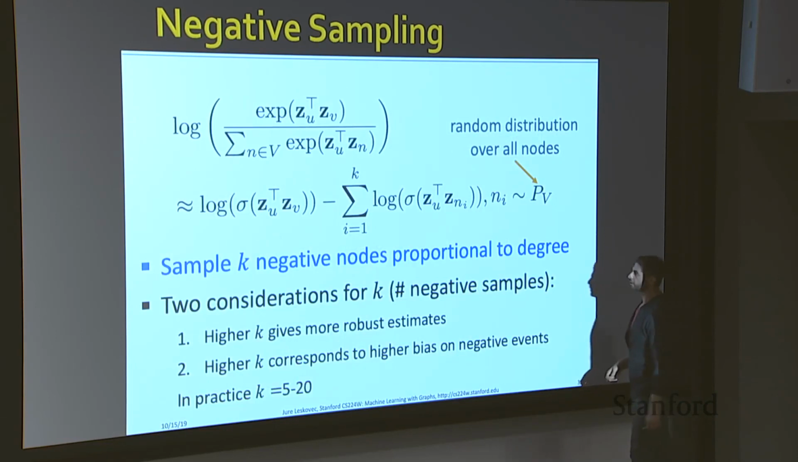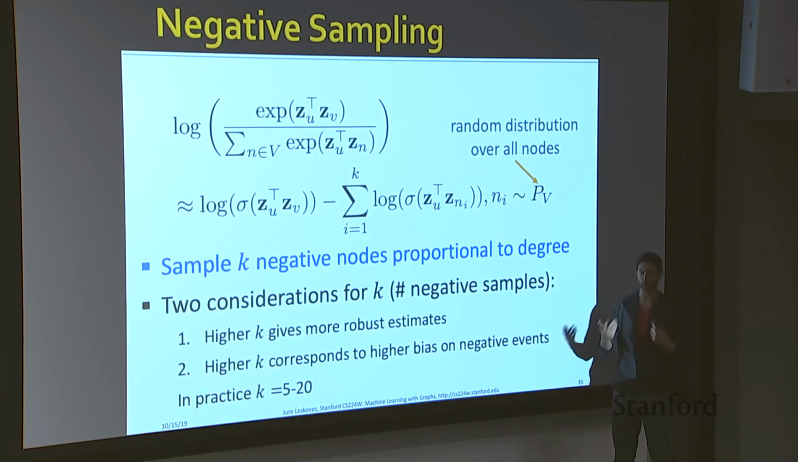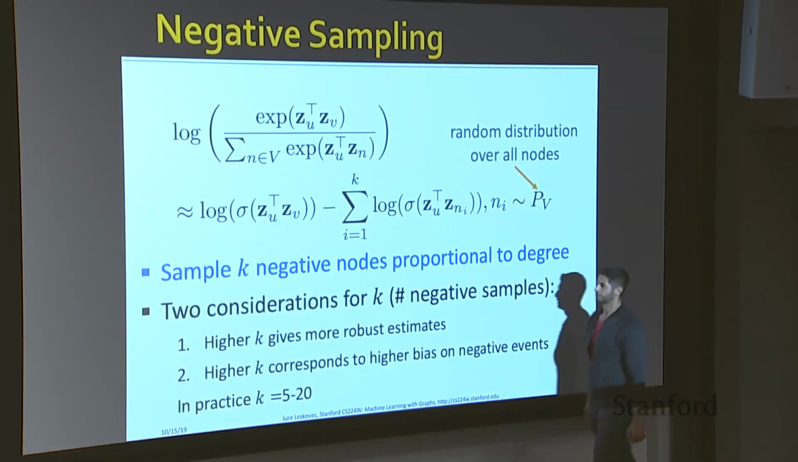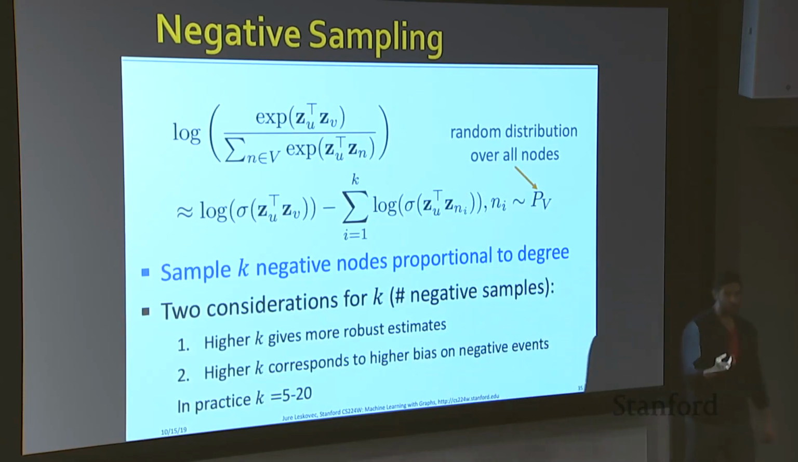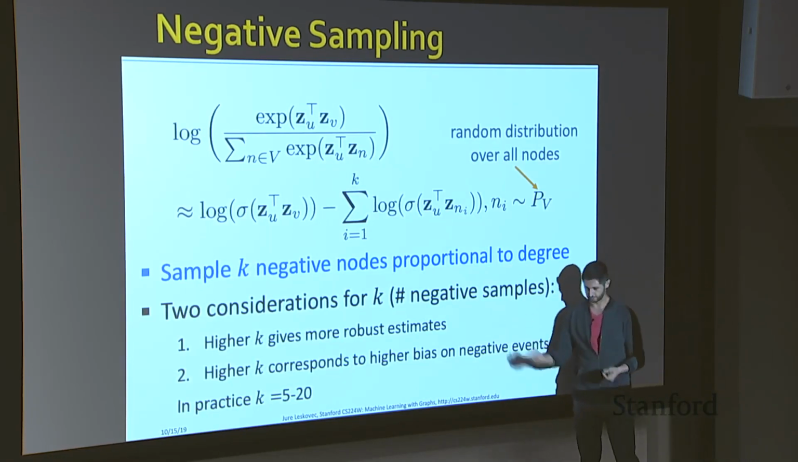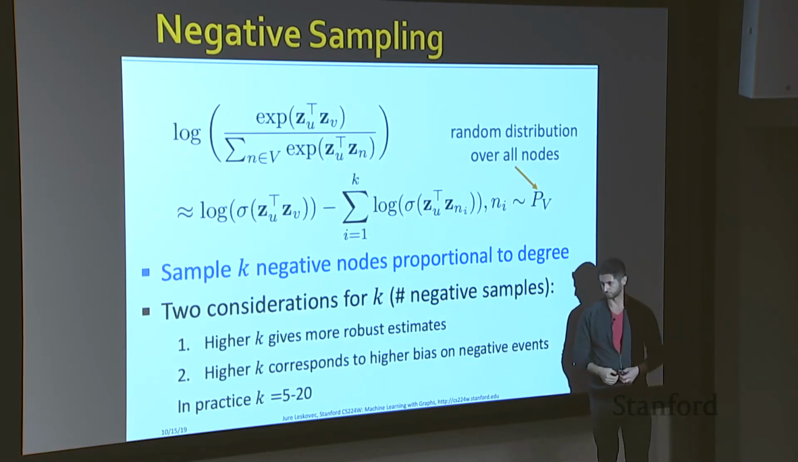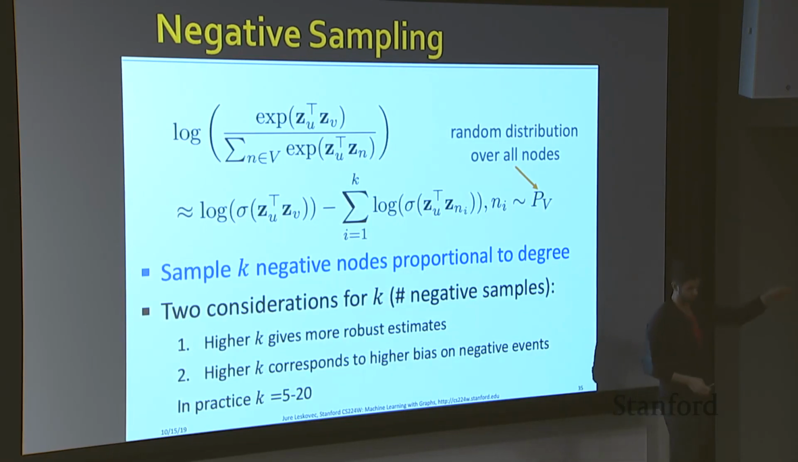Now, how do we perform our sampling, okay? And how many nodes are usually sampled by people? So usually what we do is that we sample k negative nodes proportional to the degree. Now, we have two important considerations to make here. On one end, a higher k gives more robust estimates. The reason is we are taking nodes that are more representative in that graph, okay? If they're very much connected, it means that either they play a key structural role in the graph, or they're not outliers, for instance, not belonging to any communities at all.